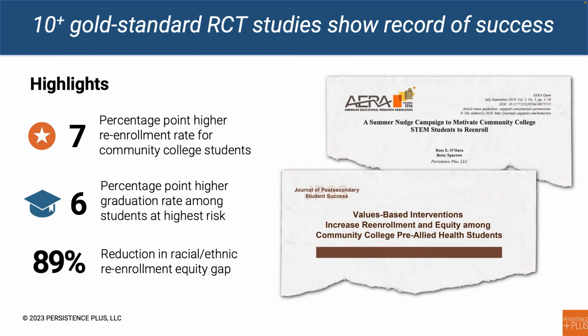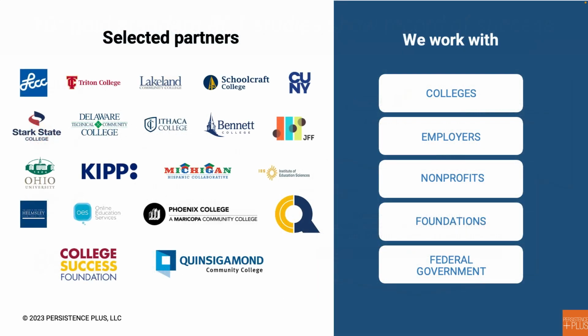And as we have supported tens of thousands of students this past decade, we've been able to evaluate our impact on their success through over 10 gold standard RCTs. Through these experiments, we found that persistence plus nudges do work to help students persist and ultimately complete their credentials. Some highlights we found are reduction in ethnic and racial equity gaps, a 6 percentage point increase in graduation rates among students most at risk, and a 7 percentage point increase in re-enrollment rates for community college students. And our papers have been published in several journals like AERA, and most recently the Journal for Post-Secondary Student Success.